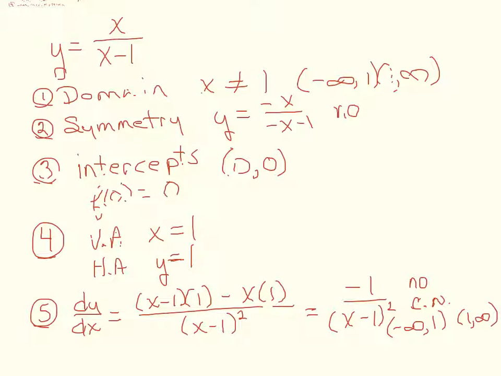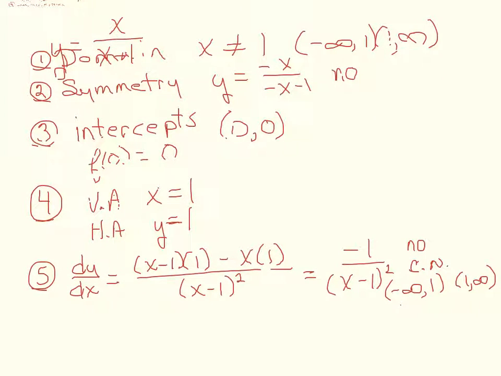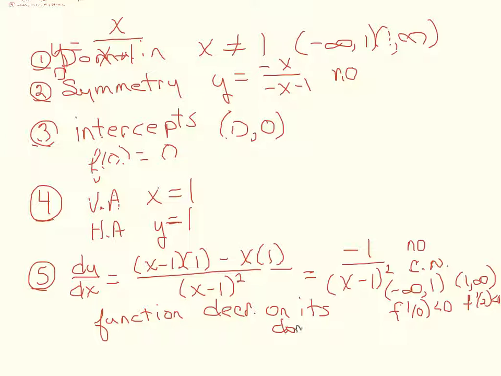It looks like if I plug in f prime of 0, let me move this up just a little, we are going to get a negative value for the derivative, and then f prime of 2, it doesn't matter what I plug in, I'm going to get a negative value. So the function is decreasing on its domain. Okay, so we're getting some more information here.